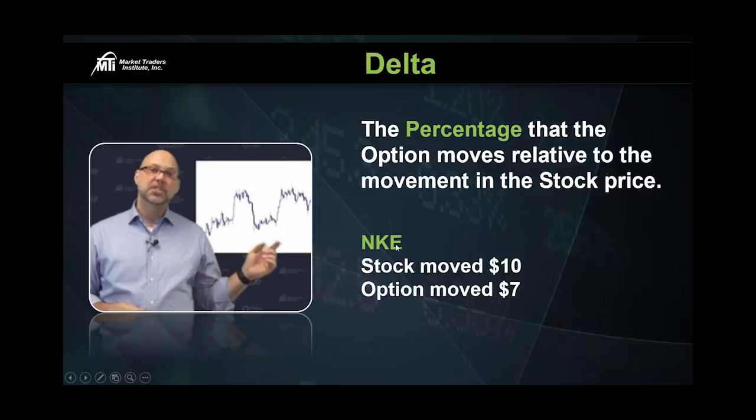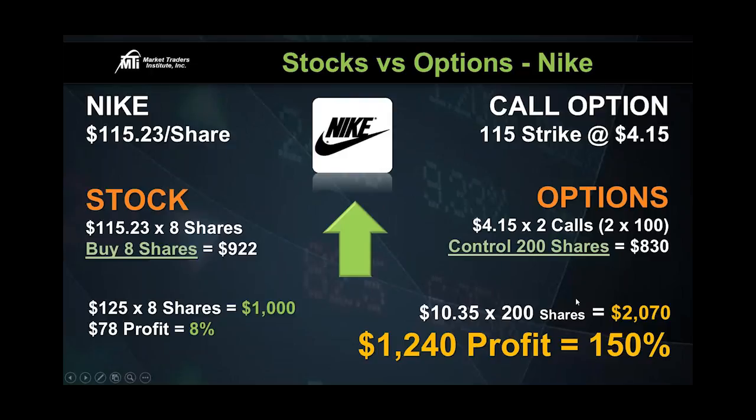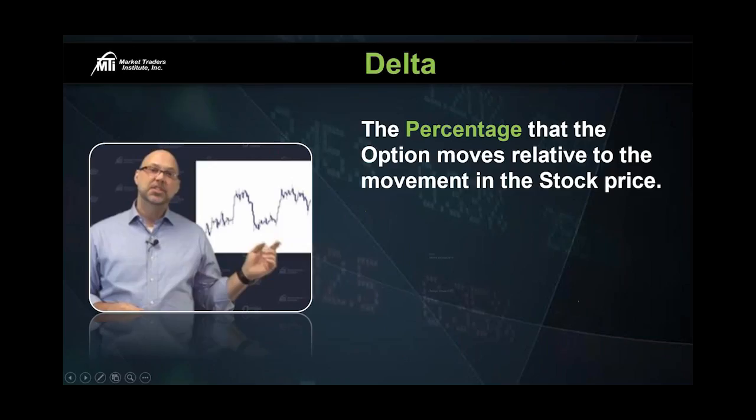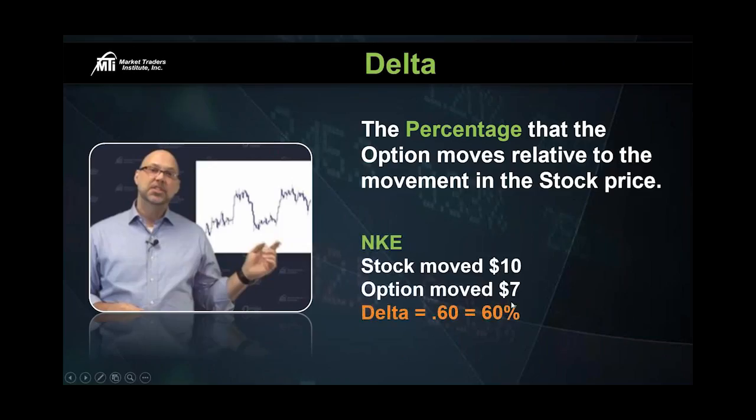On Nike, the stock moved 10. The option moved, actually I think it moved 6. Let's go back there. Yep, it moved 6. So let me fix that here. Okay, yeah, I messed that up there. So the option only moves 6. So we had a delta of 0.6, or we captured 60% of that move.